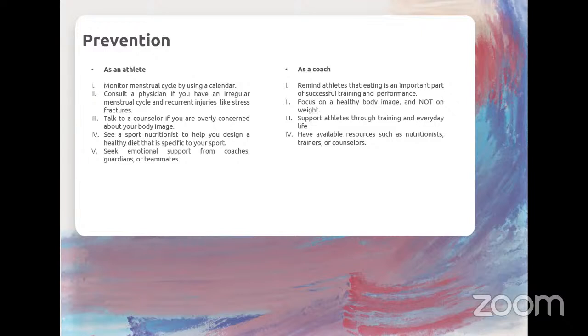As a coach, remind athletes that eating is an important part of successful training and performance. Focus on healthy body image and not on weight. So this is very important. Now, sometimes someone of the same height and same age, who look similar in build as well, but one might have more weight, one might have lower weight. Now, the weight is not just decided by the amount of fat that is present, but there are so many other things. There is bone weight, there is muscle weight. All these things are taken into consideration. So it's not weight, but your health is more important. Support athletes through training and everyday life. Have available resources such as nutritionists, trainers, and counselors.